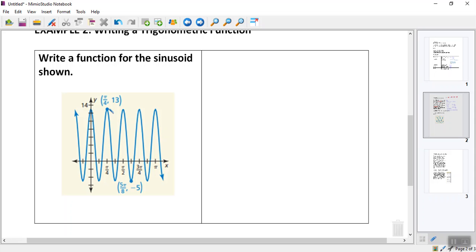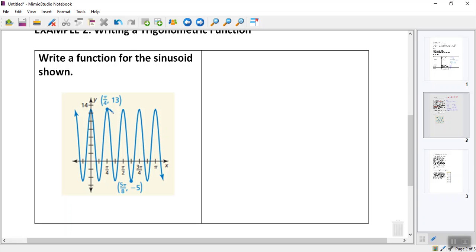Guys, if I'm looking just at this part right here, that's a U shape. That'd be a positive cosine, right? Correct. Okay. Guys, what's the highest it gets to? 13. What's the lowest it gets to? -5. So we've got to find a midline in this, don't we? The midline is just the average of the highest and the lowest. So what's 13 plus negative 5?